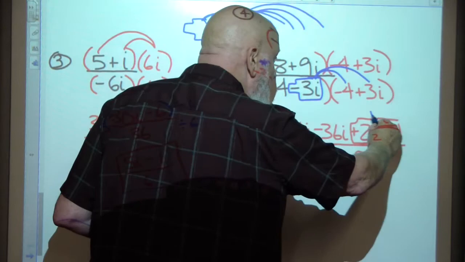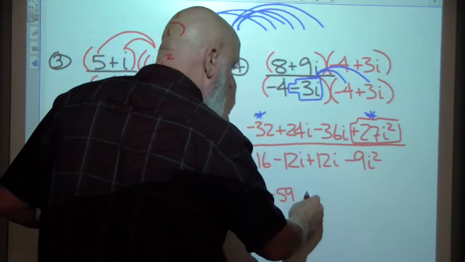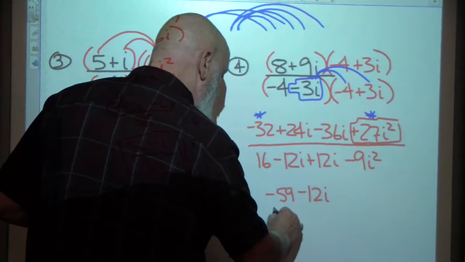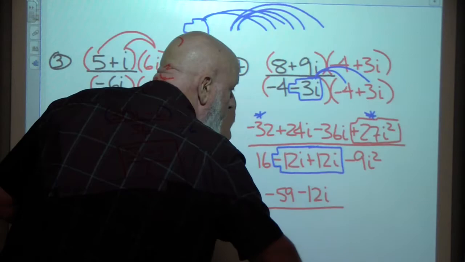And I'm going to combine my imaginary terms just like they're variables, as if it were a variable. 36 minus 24 is 12, and it'll be negative because the greater absolute value is with the 36. So it'll be negative 12i, unless I've made a mistake. Hopefully I haven't. And in the bottom, look here, these cancel each other out again. My i's disappear. That will happen whenever we multiply the numerator and denominator by the complex conjugate of the denominator.